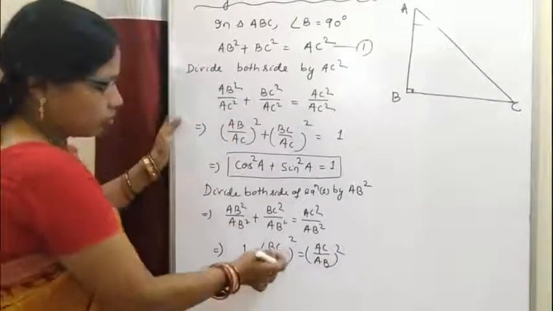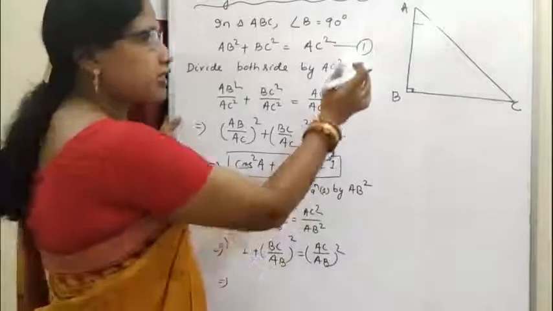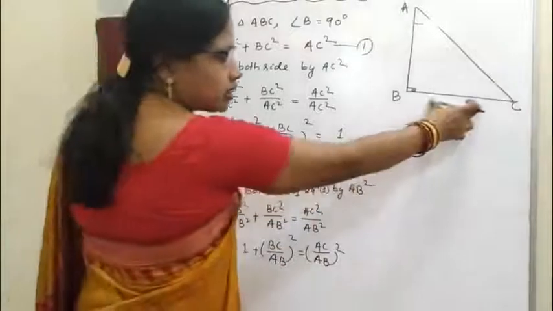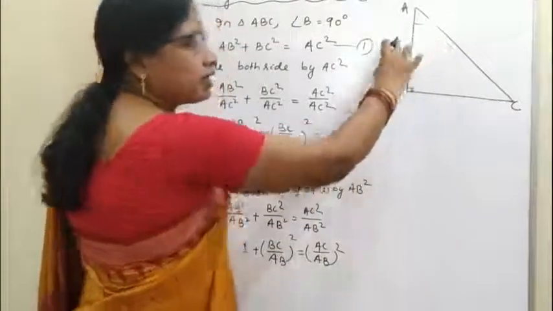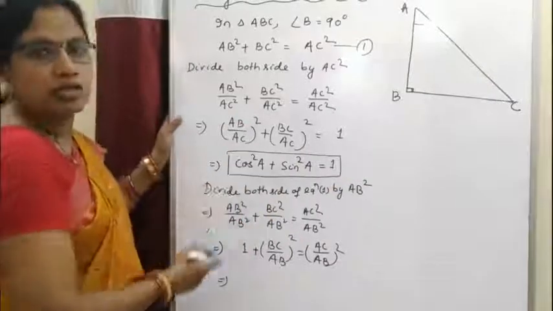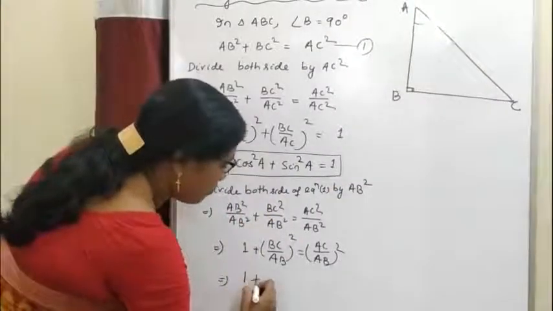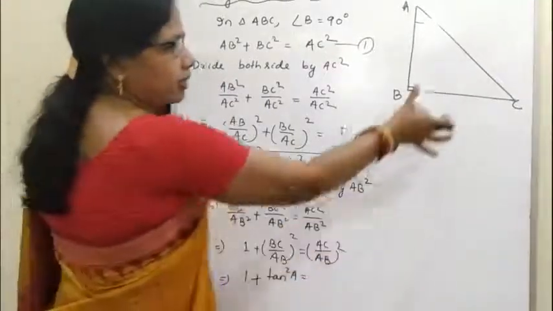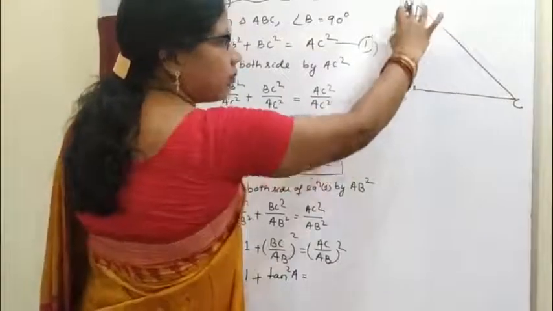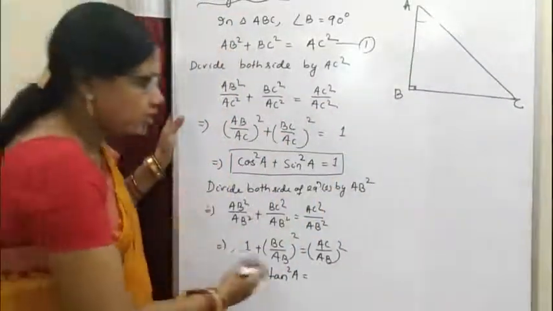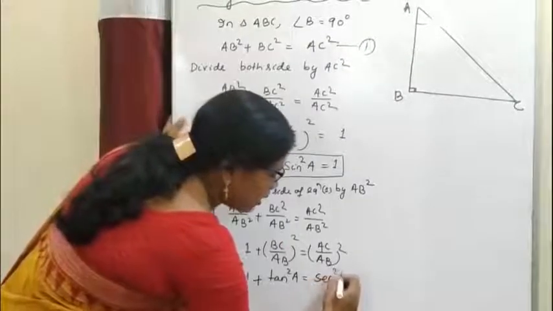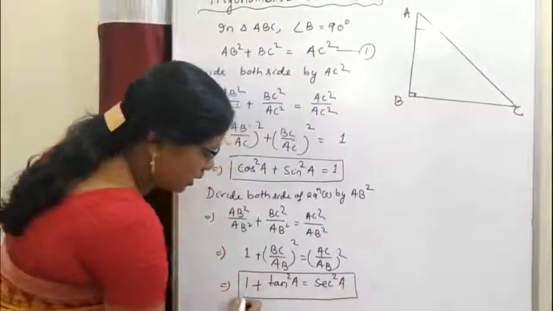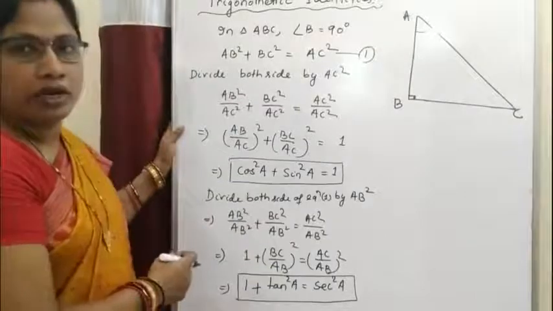Now BC by AB, which trigonometric ratio of angle A is it? BC is the opposite side of angle A and AB is the adjacent side of angle A. So this is tan A. So 1 plus tan square A is equal to AC by AB whole square. AC is the hypotenuse and AB is the adjacent side, so that is sec A, or sec square A. So this is our second identity: 1 plus tan square A is equal to sec square A.